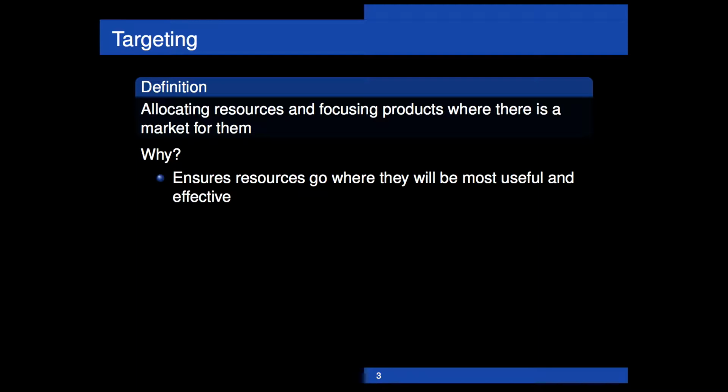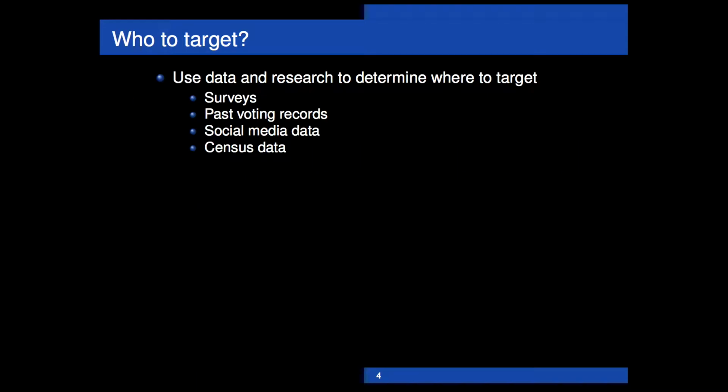So what is targeting? Targeting is about the strategic resource allocation and focusing of products where there is a market for them that will help win the necessary support to achieve goals and objectives. In short, targeting ensures that resources go to where they will be most useful and most effective. Practitioners first need to decide on who to target.